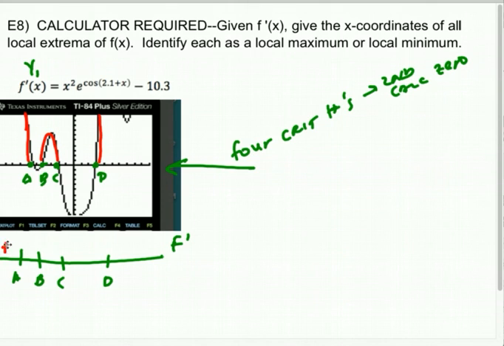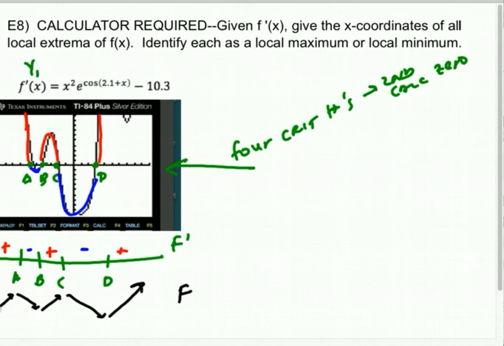So before A, f prime is positive. Between B and C, f prime is positive. And after D, f prime is positive. But anywhere that the graph is physically below the x-axis, well, those are places where f prime is negative. Because again, this physical graph is f prime. So what that means is that my f is going up, down, up, down, up.